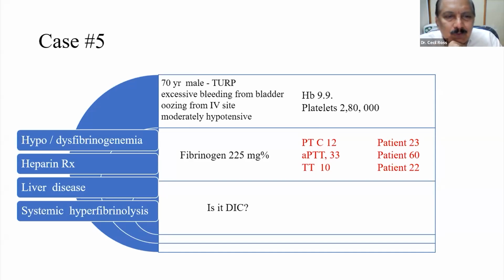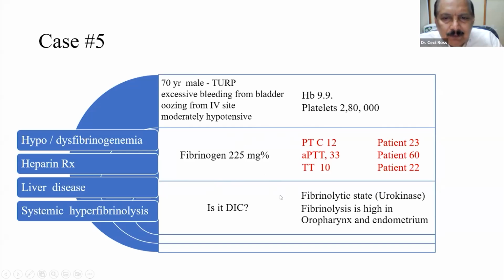Liver disease, in a 30-year-old fellow, you have to pick it up preoperatively. Is it DIC? Unlikely with DIC because platelet is normal. Okay, and the person is bleeding. So this is a fibrinolytic state. When they do the TURP, there will be a lot of urokinase released into the circulation. So the fibrinolysis is high.